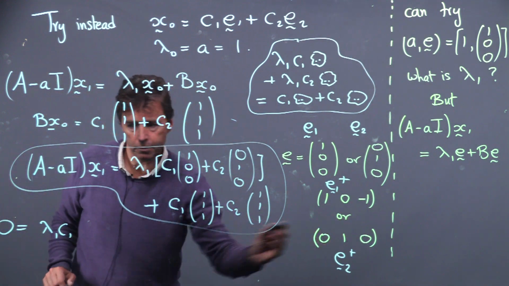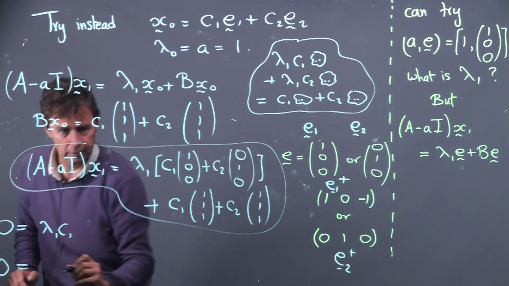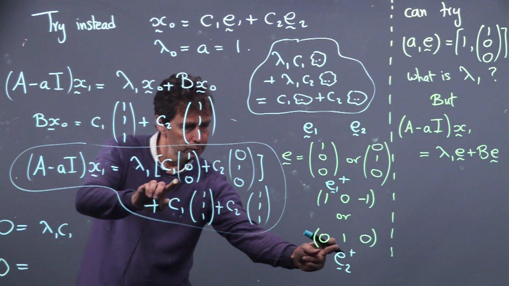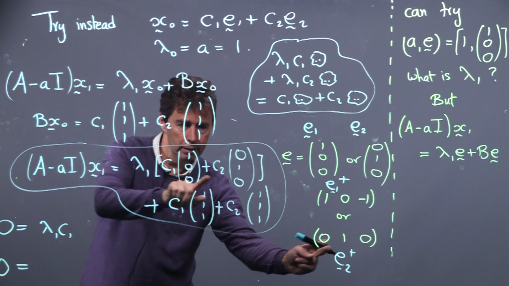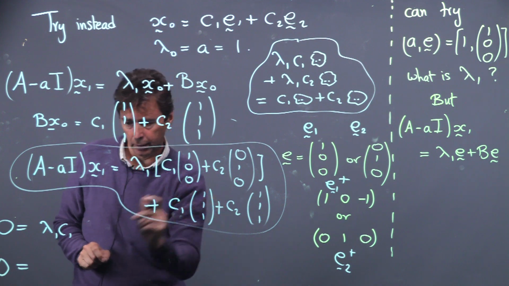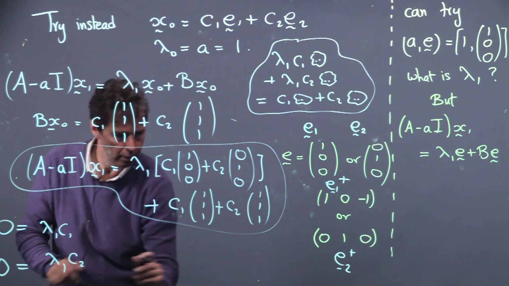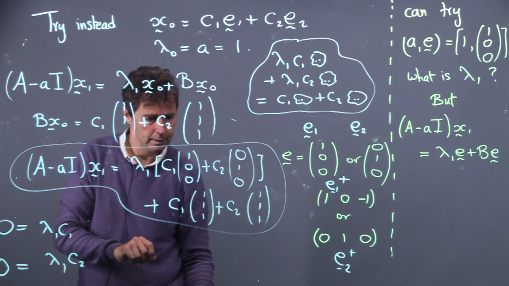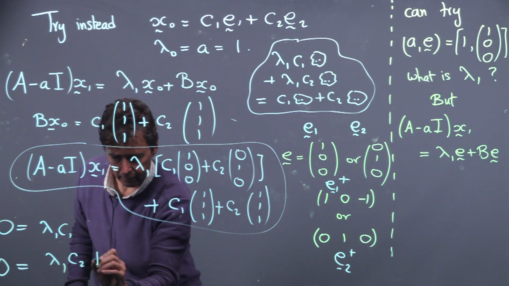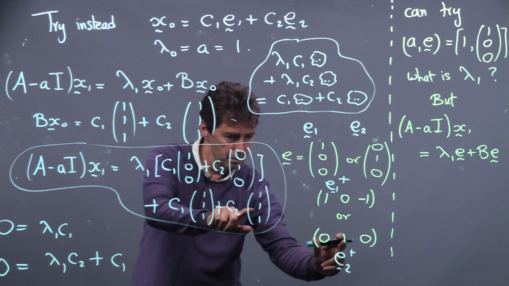Now let's do it with that one. I get 0 equals, okay, so multiplying by that one, I get 0. Coming along here, I get lambda 1, C2, and that times that is 1. Now this times that is 1, and this times that is 1.